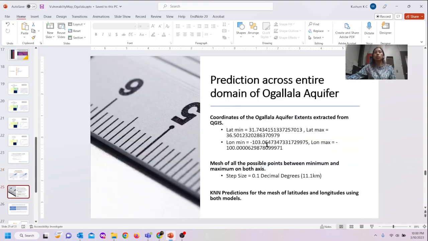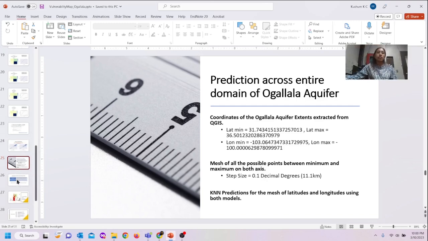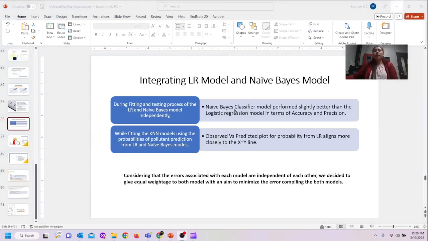Next, we created KNN predictions using a mesh of latitude and longitude by using both models. We created the coordinates by taking the maximum and minimum latitude, and the maximum and minimum longitude, and we gave a spacing of 0.1 decimal. In this way, we created a grid.